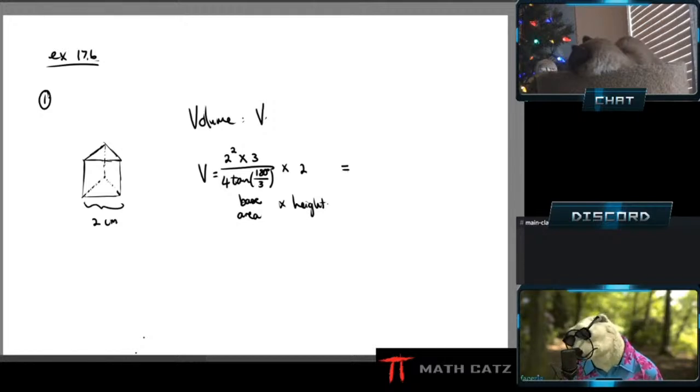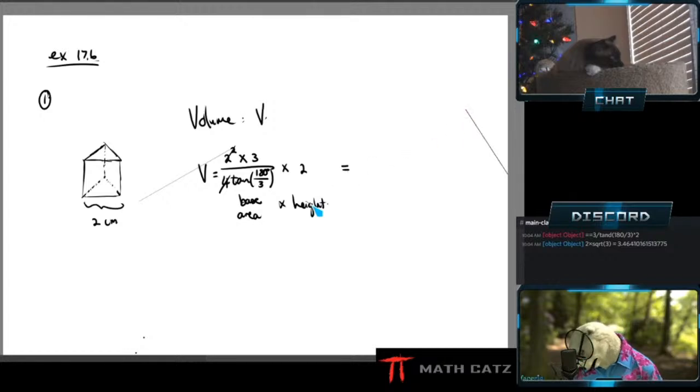2 squared is 4. Oh, wait. 2 squared is 4, which cancels with this 4. Makes my calculation a touch easier. Why not do that? So I have 3 divided by tan of 180 degrees over 3. And we've done this a few times now, right? And then times 2 for the height. And we get 3.4641 cubic centimeters.